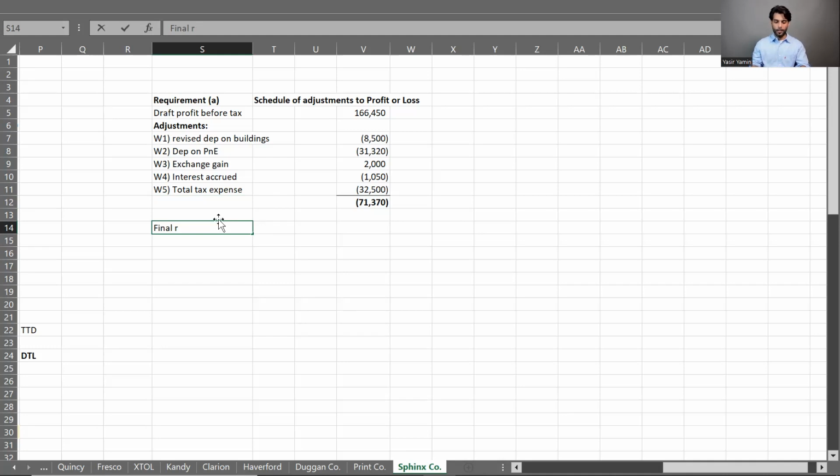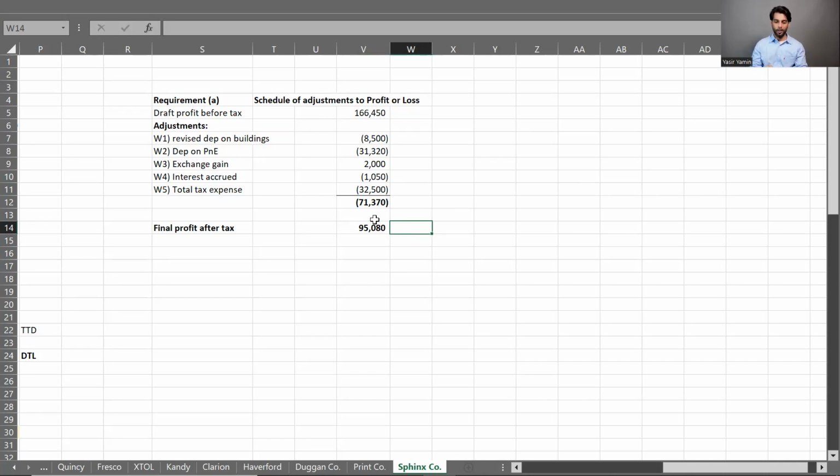So what should be our final profit after tax? That should be 166,450 with an adjustment being made of 71,370. So the total number should be 95,080. Please, everybody confirm. Are you guys okay with this number? Do you understand this? 95,080. If all of you understand this, just give me a heads up. Okay. All good?